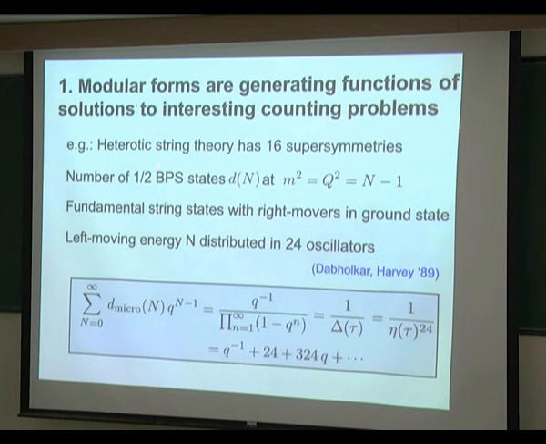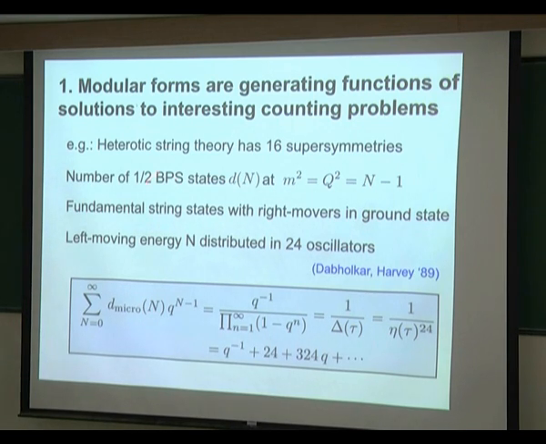I see there are quite a few string theorists here, so let's take an example from that. This should be familiar. Consider heterotic string theory, which has 16 supersymmetries, and you ask yourself the question, how many half BPS states are there? Half BPS means states which preserve 8 out of the 16 supercharges, and you ask at a given mass square equal to n minus 1, how many states are there? That's a very well defined question.